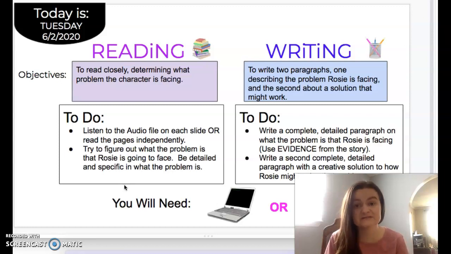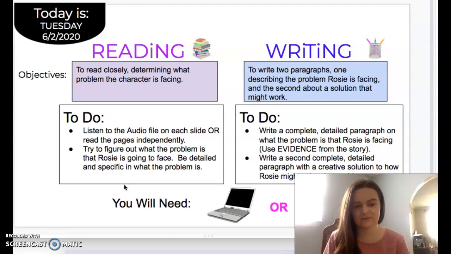Your next step is writing, all right? After you read, you're going to write. We're going to be writing 2 paragraphs. First, we will write a detailed paragraph about Rosie's problem. You're going to make sure that you have a topic sentence. You're going to tell me what Rosie's problem is. You're going to use evidence from the story and explain your answer in a thought-out paragraph. I have also included a graphic organizer that you can use to write this.